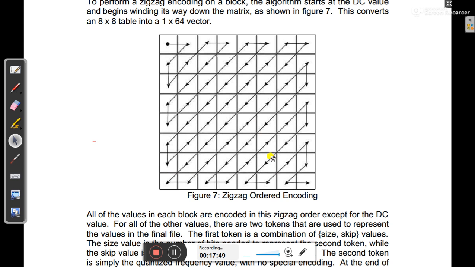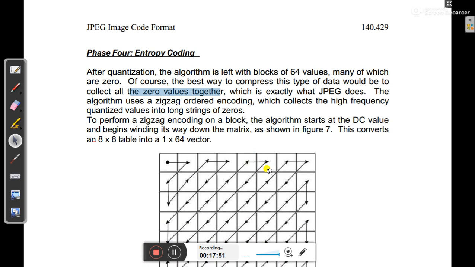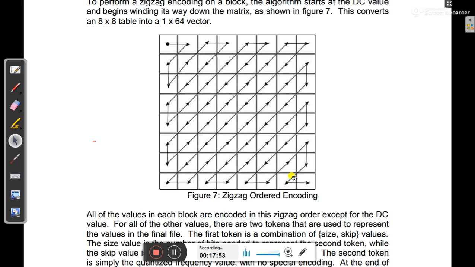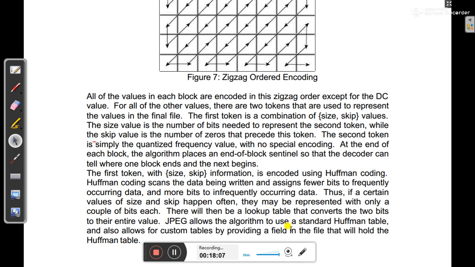What happens here is that they try to collect the zeros in one part of the matrix. All of the values in each block are encoded in zigzag order except for the DC value, the discrete cosine value. For all other values, two tokens are used to represent the values in the final file. The first token is a combination of size and skip values. The size value is the number of bits needed to represent the second token, while the skip value is the number of zeros that precede this token.